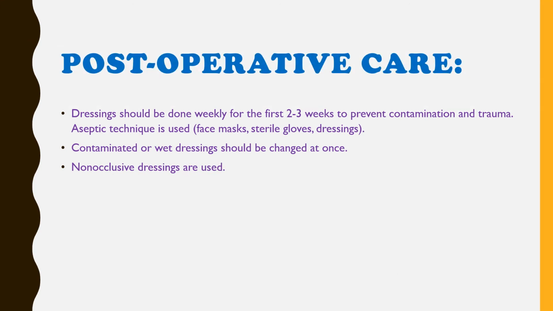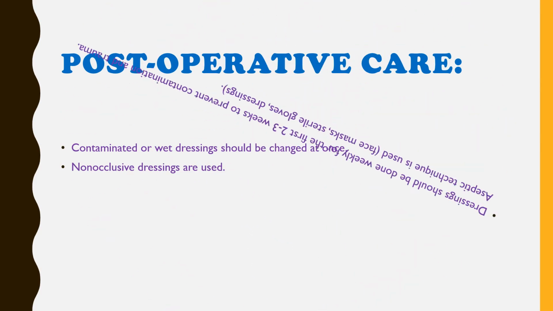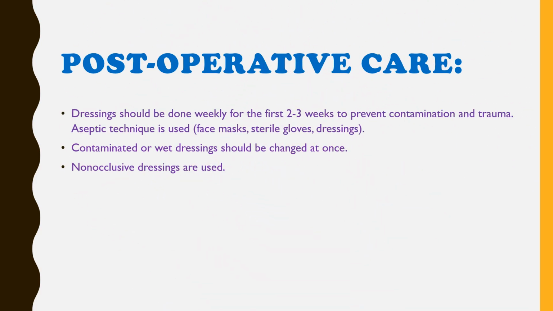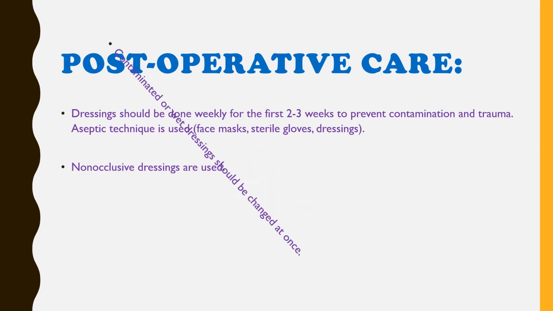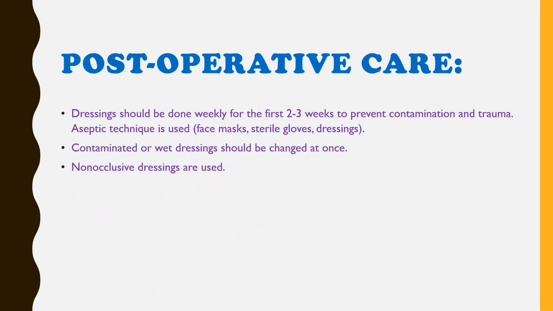Let's talk about the post-operative care after catheter insertion. Dressing should be done weekly for the first 2 to 3 weeks to prevent contamination and trauma. A septic technique is used. Use face mask, sterile gloves, and sterile dressings. Contaminated or wet dressings should be changed at once. Non-occlusive dressings are used.